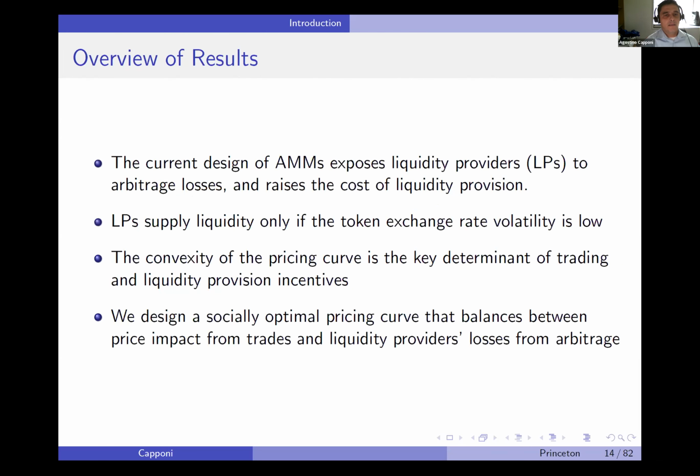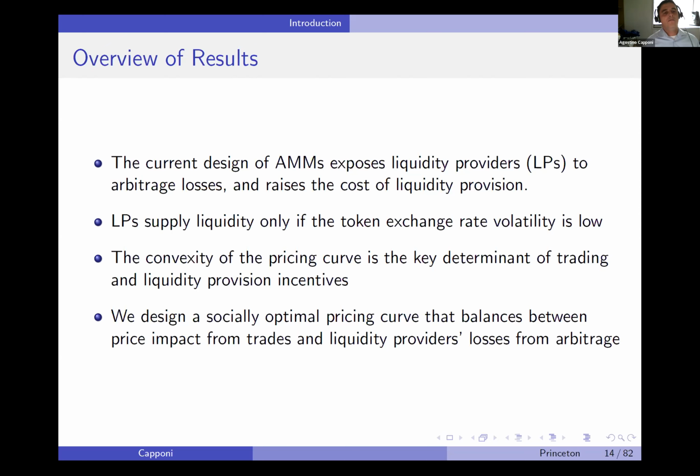And the main point is that we will show that this current design is exposing liquidity providers to arbitrage losses. It's raising the cost of liquidity provision. And these liquidity providers will supply liquidity only if the exchange rate of the token is not too volatile. And also what we will see is that the convexity of this pricing curve will be the key determinant of the trading and the provision of liquidity.